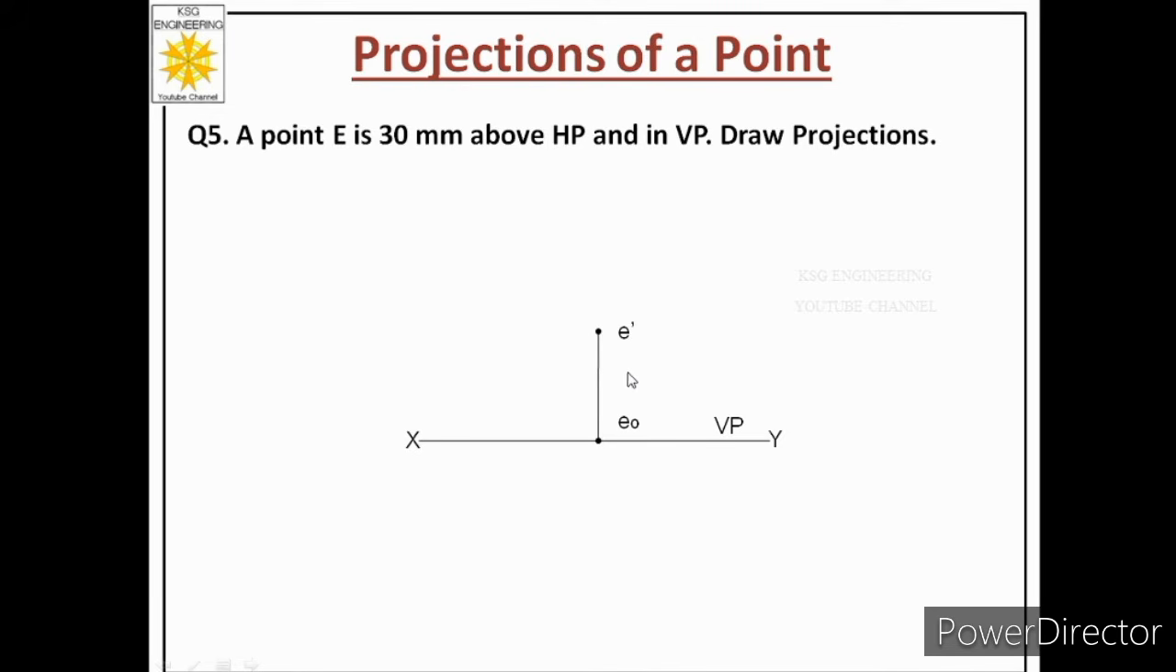And we have learned in the previous slide through the quadrant system that when the point is in VP and it is some distance above HP, then its top view lies on the reference line. So what we will do, we will label the reference point as its top view. We will label it, comma, top view with small letter e.